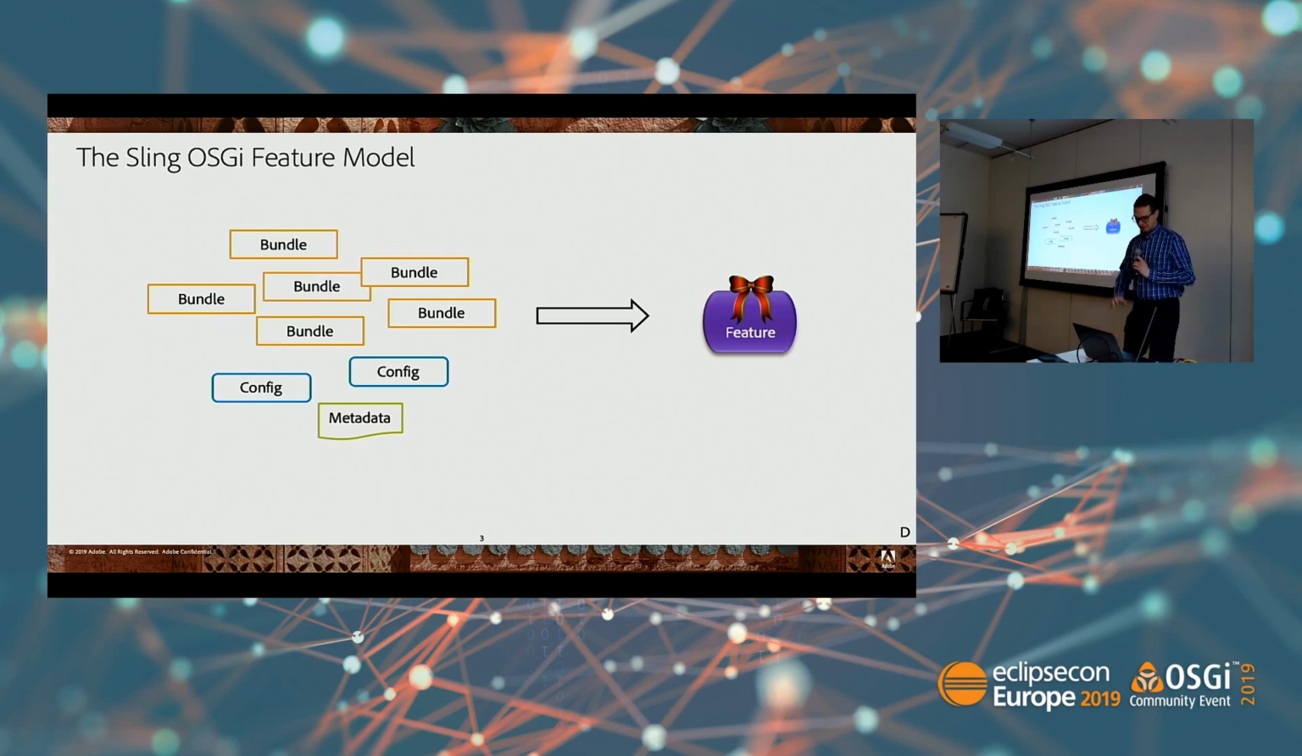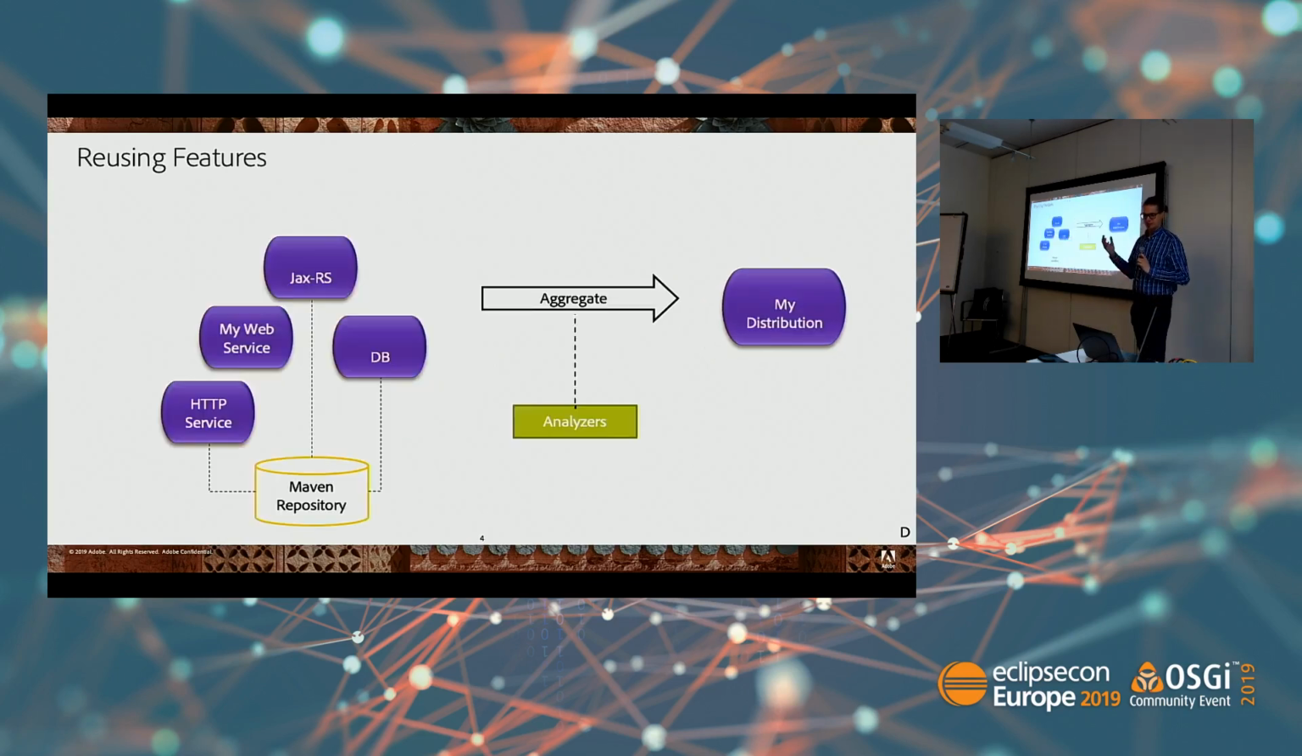So you've got your feature for your application. Let's say you're building a web application or a web service. That web service needs an HTTP service, it needs a JAX-RS service maybe, it needs a database connector. So these are all features that you can then resolve or use from a repository like Maven. Rather than having to know exactly how they work, you just say, I want HTTP, I want JAX-RS. Again, chunky bits put together, and then you give that to a feature model aggregator.